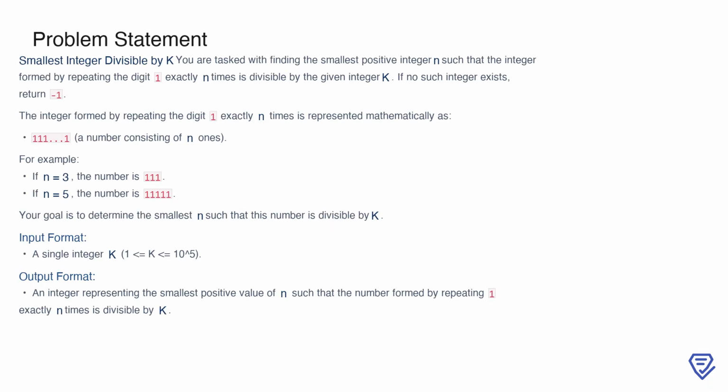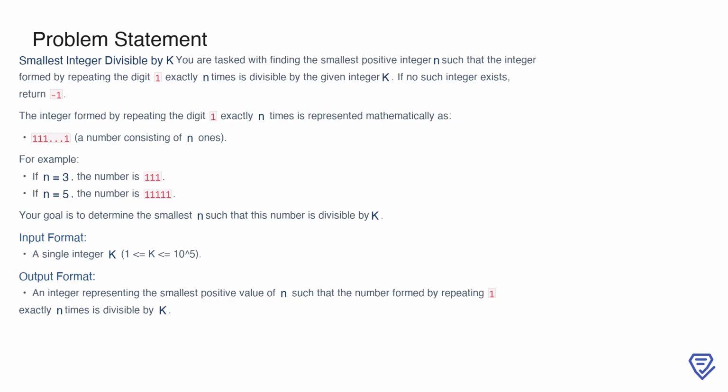In this problem, you're tasked with finding the smallest positive integer, n, such that a number made entirely of n 1s is divisible by a given integer, k. This number is formed by repeating the digit 1 exactly n times. For example, if n equals 3, the number is 111, and if n equals 5, the number is 11,111. Your job is to determine the smallest n for which this number is divisible by k. If no such number exists, you should return -1.